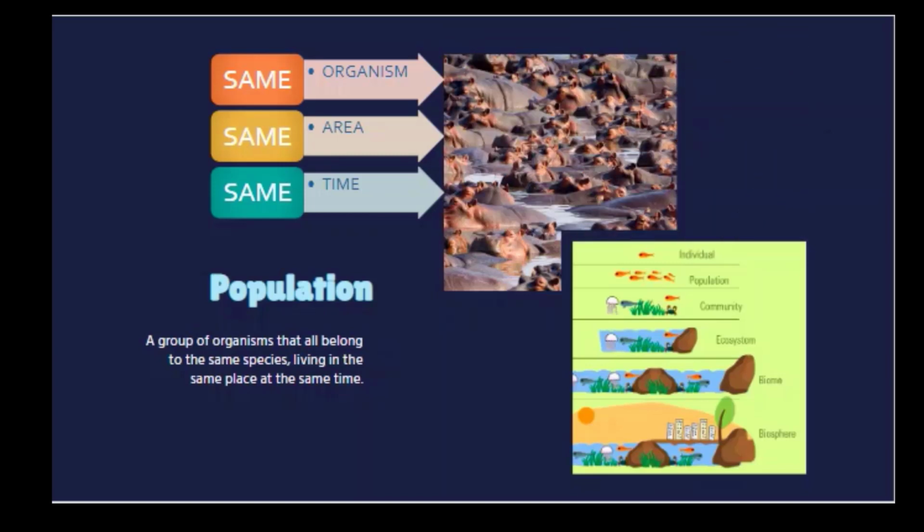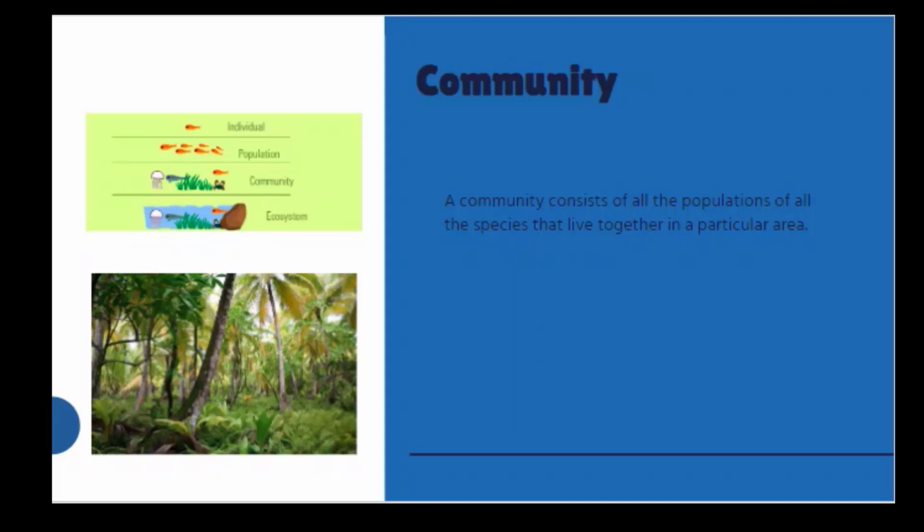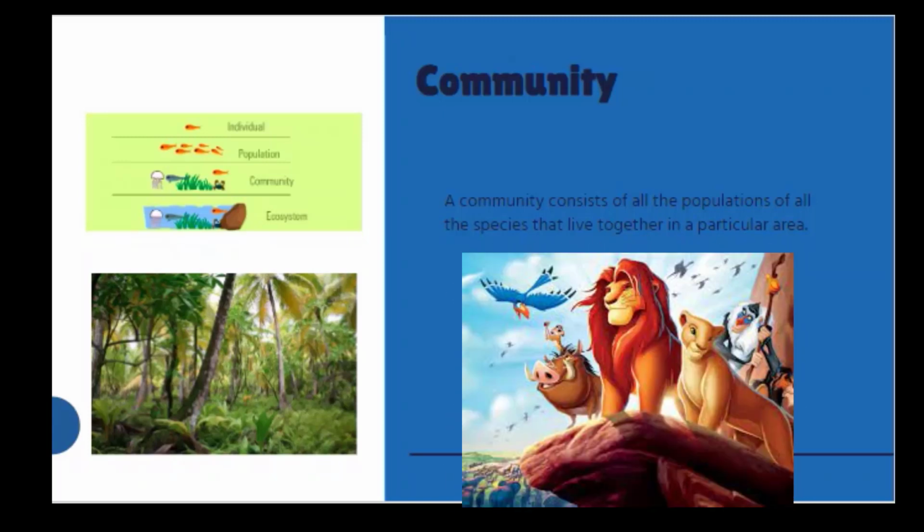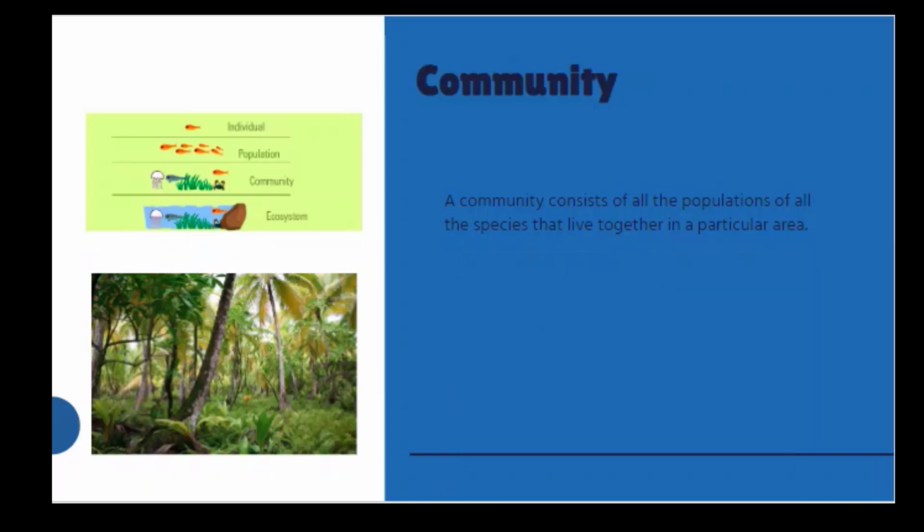Okay, when we think about community, this is a really good one. Community is all of the populations of species living together. So it's not only Mufasa and Simba and Nala and Scar, but it's also Zazu and Timon and Pumbaa and all the other organisms that are existing in that community. So when you think about the opening scene of Lion King where all of those animals are coming together, that would be a community. Okay, communities also include plants. So we have to make sure we're thinking about plants too. Plants are living organisms, okay?